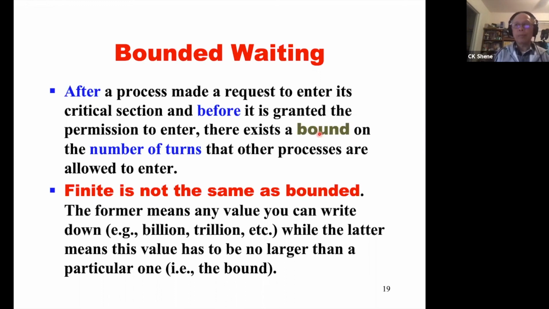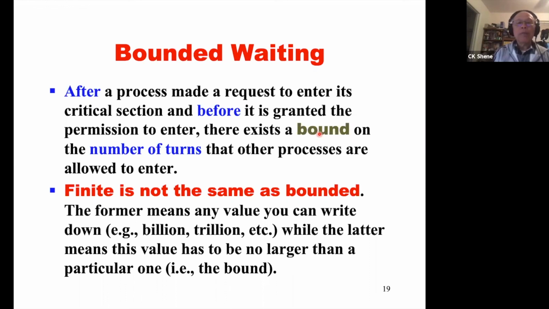Furthermore, the value of the bound is usually a function of how many processes are involved in the competition. Just like when you study data structures, you learn how many comparisons are needed for a sorting algorithm. For example, bubble sort, insertion sort, and the worst case of quick sort are of the order n squared, where n is the number of elements.